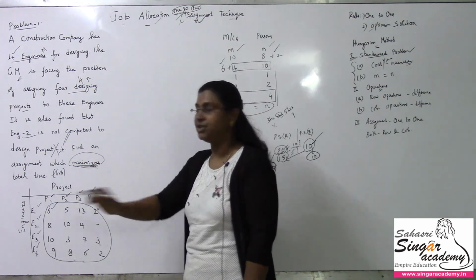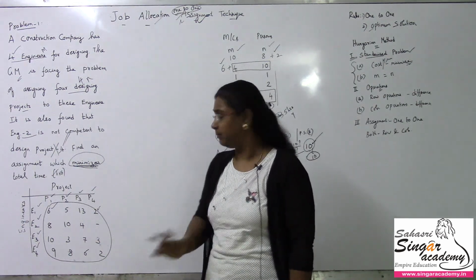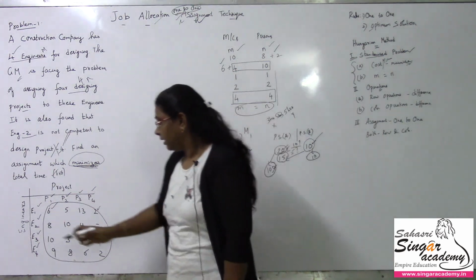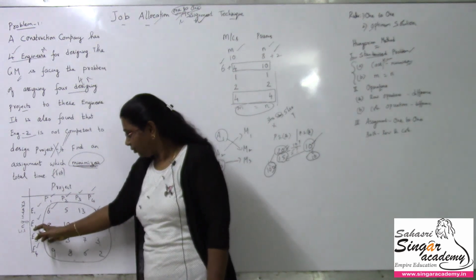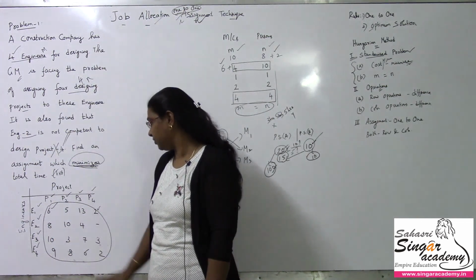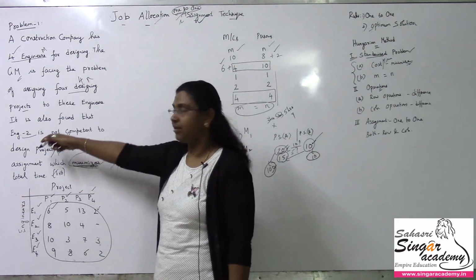So project 4 can be given to engineer 1. If there is only 1 engineer and 4 projects, it will be easy to decide. But the case is not here. There are 4 different engineers. So let me check here. Likewise, there is another engineer 2, who will do project 1 in 8 hours, 10 hours for project 2, 4 hours for project 3 and dash, which says that is a constraint, right?